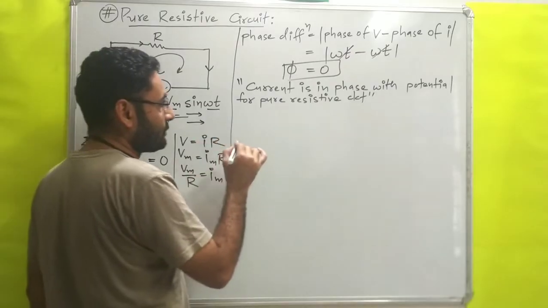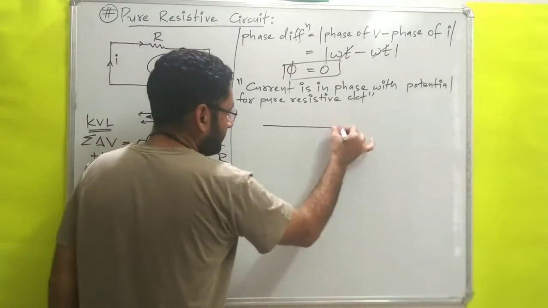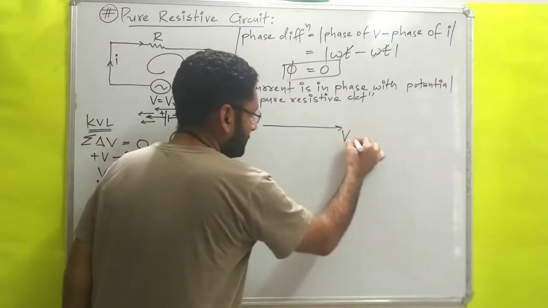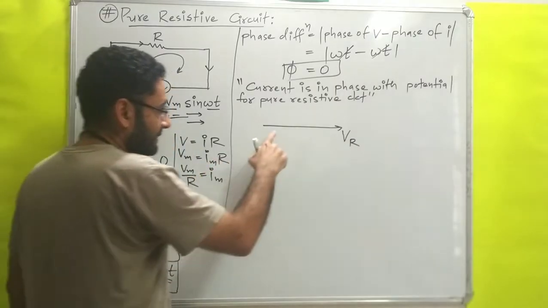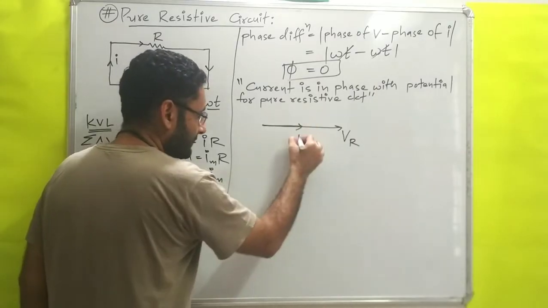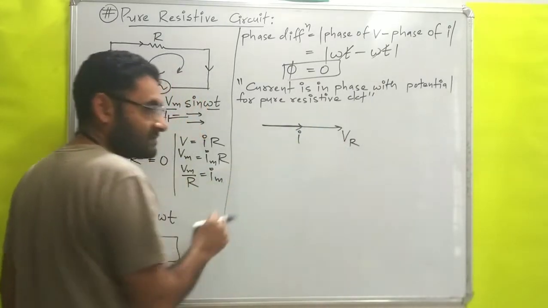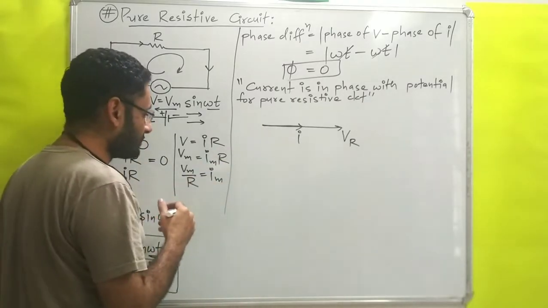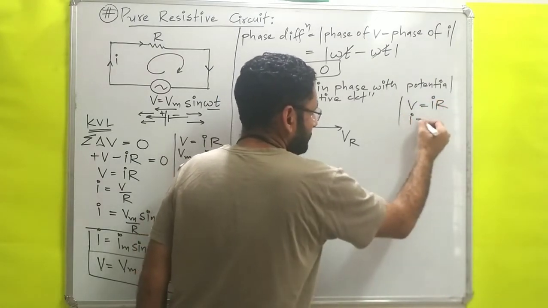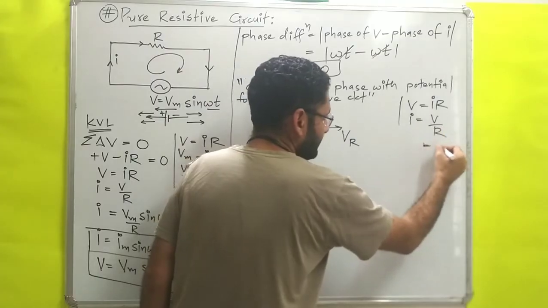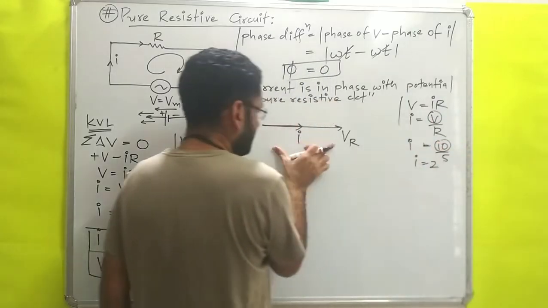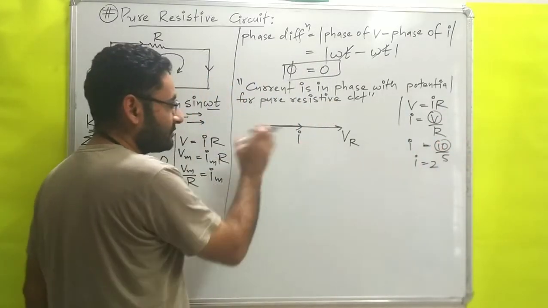If I want to explain the same thing graphically, I will draw one vector that indicates the potential across the resistance. Then the potential phase is this, and the current phase is also the same, so in the same direction I will draw the current, which is I. Now the length of potential is greater than the length of current. Why? Because you know Ohm's law: V is equal to IR and I is equal to V by R. Suppose V is 10 and R is 5, so I will be 2 and V will be 10. So the length of VR is greater than the length of I.